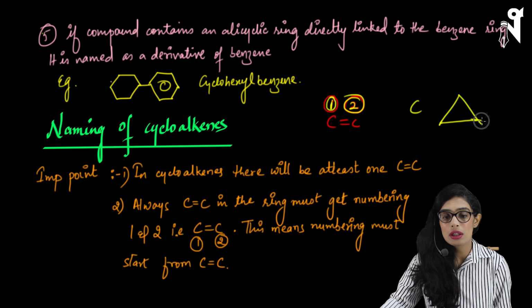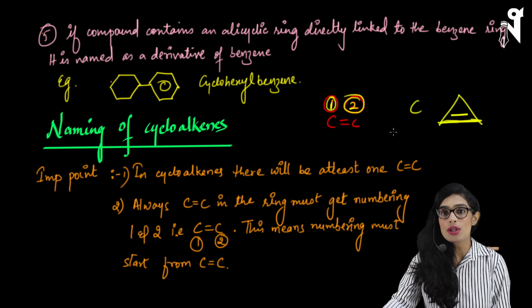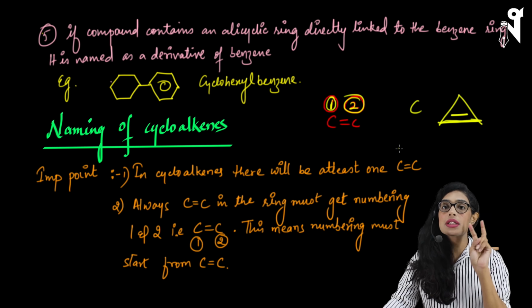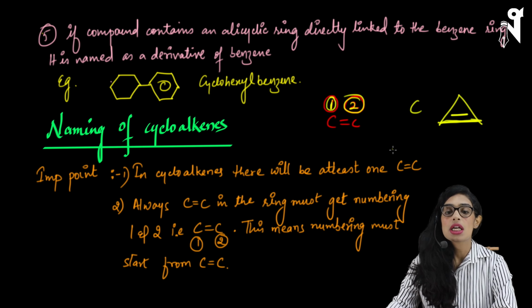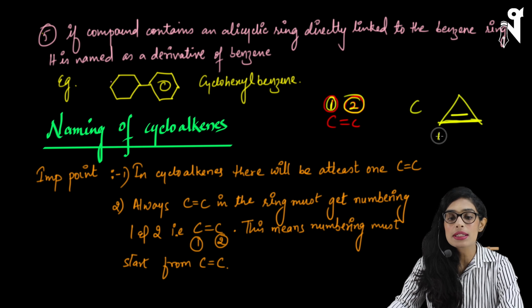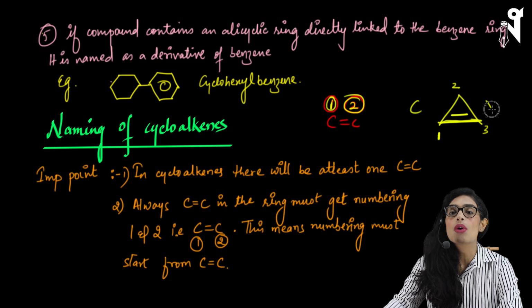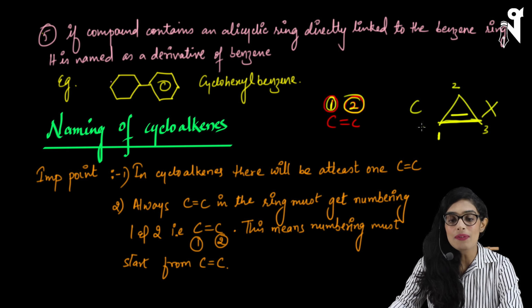Okay, assume this is the chain and it has a pi bond over here. As I mentioned, your carbon carrying the double bond will always get positions 1 and 2, continuous in nature. It will not happen that I'll mark this carbon as 1, then this is 2 and this is 3. This is the wrong way of numbering.